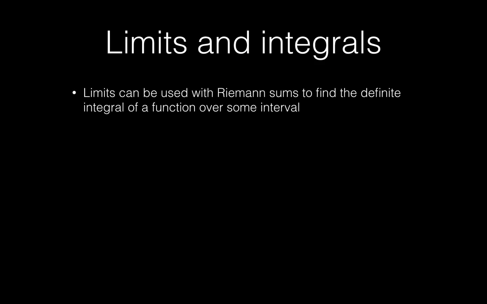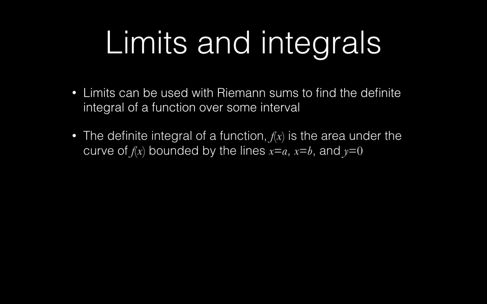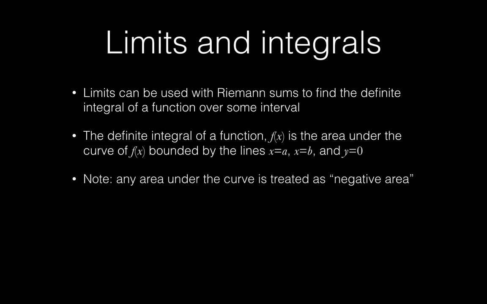Limits and integrals. Limits can be used with Riemann sums to find the definite integral of a function over some interval. The definite integral of a function, f of x, is the area underneath the curve of f of x bounded by the lines x equals a, x equals b, and y equals 0. Note that any area underneath y equals 0 is treated as negative area.